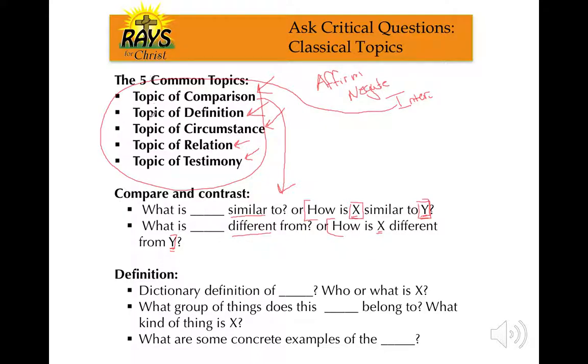Once you have that done, then you move into the next common topic, which is of definition. You may simply need a dictionary definition of a particular subject. One of the questions I ask, especially in literature, is who or what is X? What exactly is this X that I'm considering? What group of things does it belong to, or what kind of thing is X, and subcategorizing it even more. And then I love to do examples. Examples really help me to visualize what I'm thinking about.